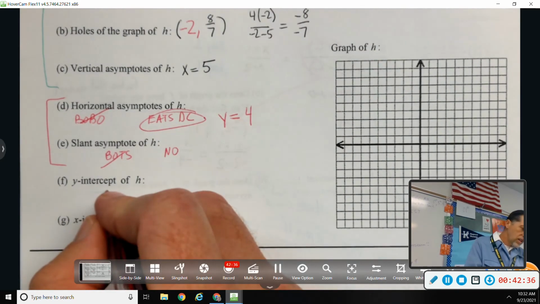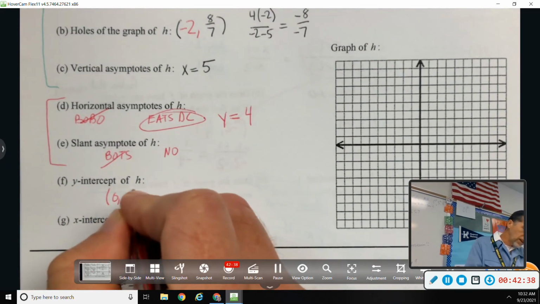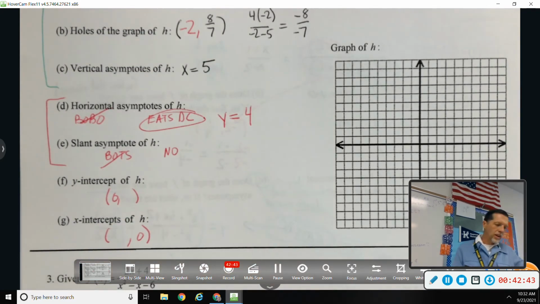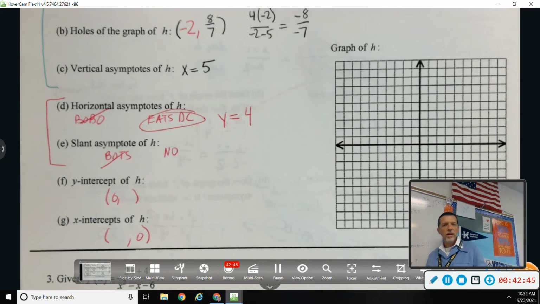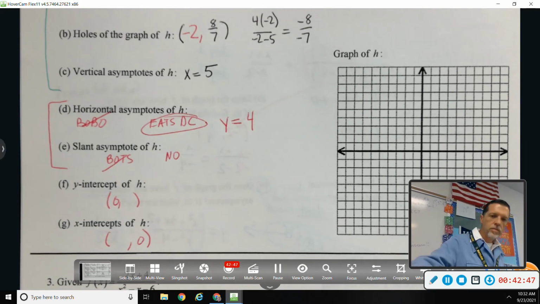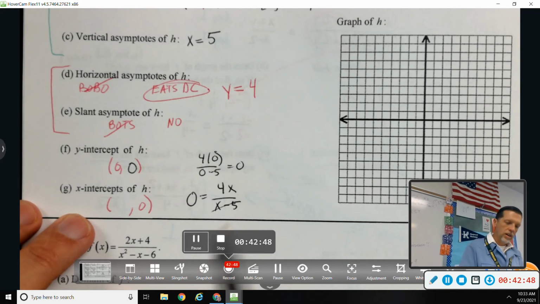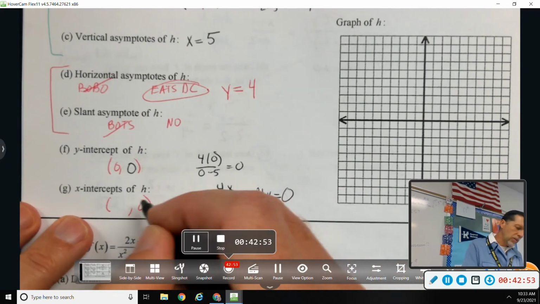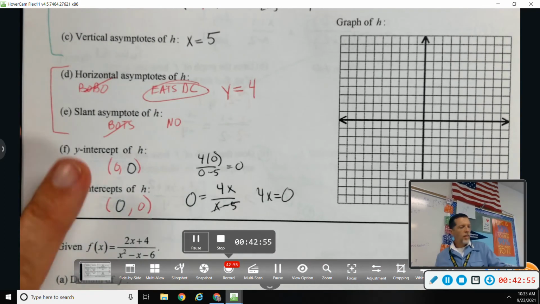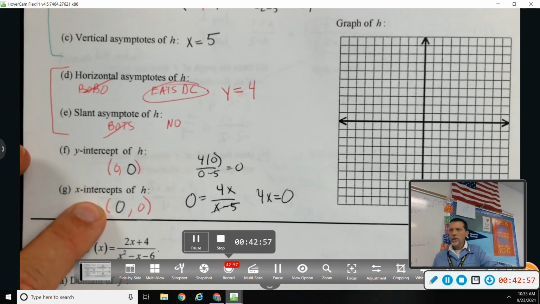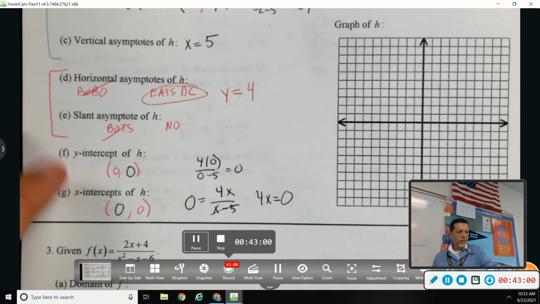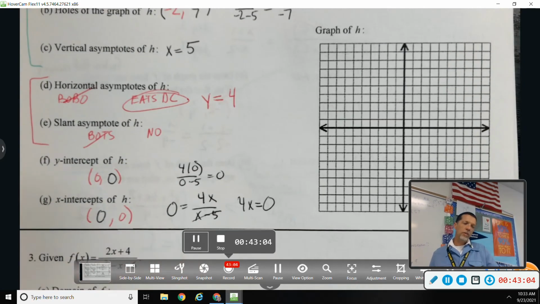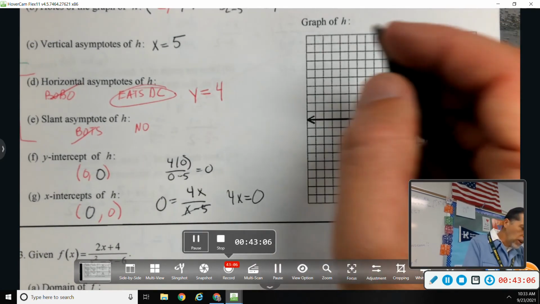Y-intercept, we plug in 0 for X. X-intercept, we plug in 0 for Y. So the only thing that would make a fraction 0 is if the top is 0. So it's 0, 0. That seems a little bit weird, but 0, 0 is an X-intercept and a Y-intercept, so this is kind of a special case here. All right, we've got all our information. Let's put it all on the graph and hope that it makes sense.